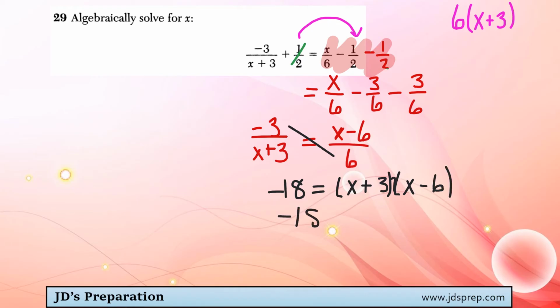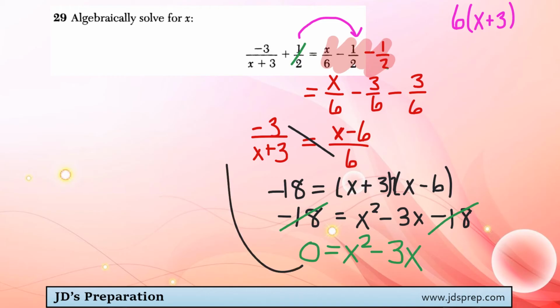So if we expand this, we'll get x squared. Let's see here, plus 3x minus 6x. Combined, our x terms would be -3x and minus 18. Since we have a -18 on both sides of the equation here, we can cancel them out. And what we'd be left with is 0 equals x squared minus 3x.